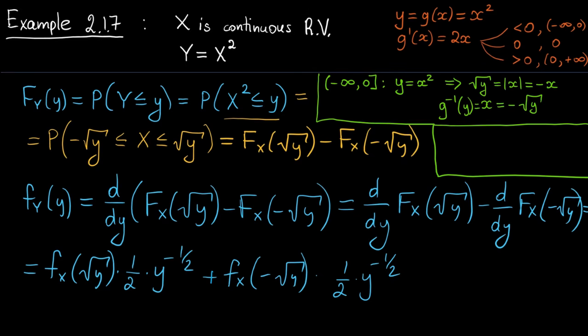In a completely analogous fashion, we can derive the inverse on the interval from 0 to positive infinity. Again, we start with y is equal to x squared, and that means that square root of y is equal to the absolute value of x, and because x here lives on the interval from 0 to positive infinity, the absolute value of x will evaluate to just x, and this is the inverse on this segment.